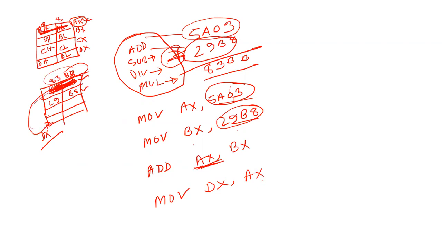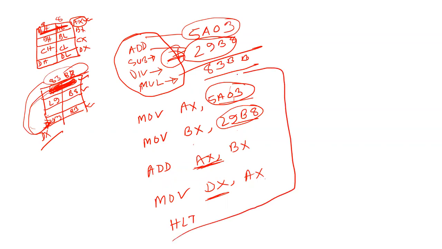So this is MOV DX, comma, AX, not AX comma DX. On the left side is the transfer position. So MOV DX, AX means AX data is transferred to the DX position. So now our DX result is 83BB, also shown here. Clear? Now this is not finished. Now the HLT is needed. HLT means our program is finished. So this is the 5-line code.